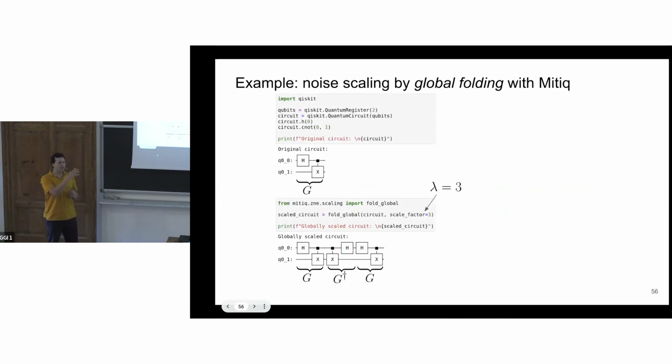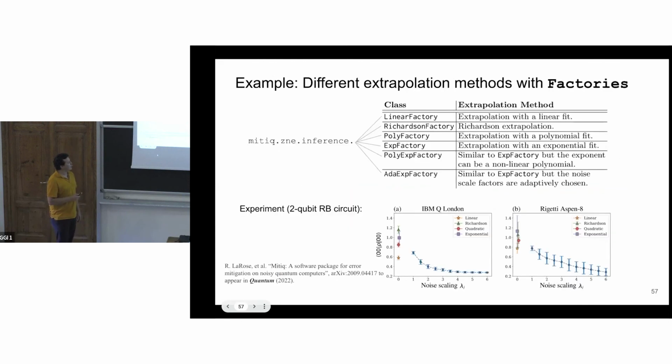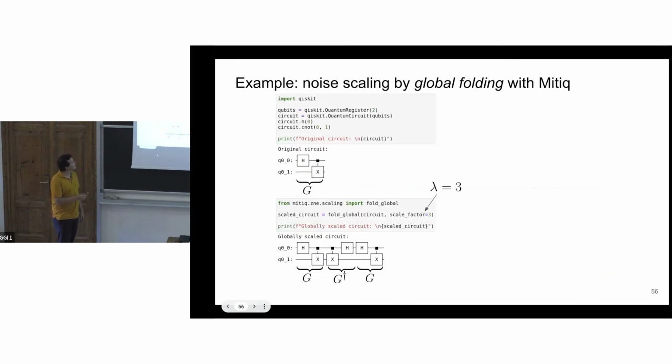So you will see more hands-on what it looks like to apply zero noise extrapolation with Mitiq. This is just an anticipation of what it looks like. You have your original circuit that you define here with a couple of lines of code with your quantum circuit. This is the output; I just draw here what it looks like. You apply global folding with a given noise scale factor, and what you obtain as an output is this noise scaled quantum circuit.